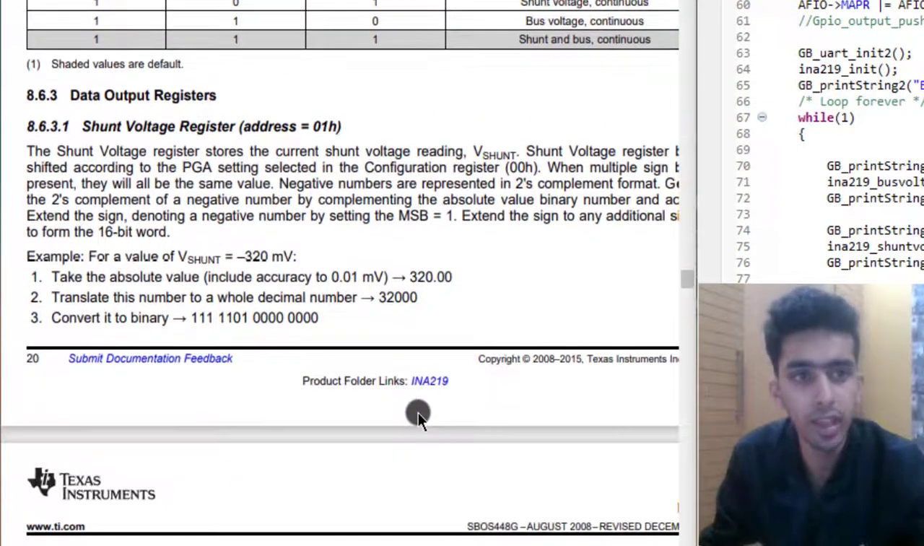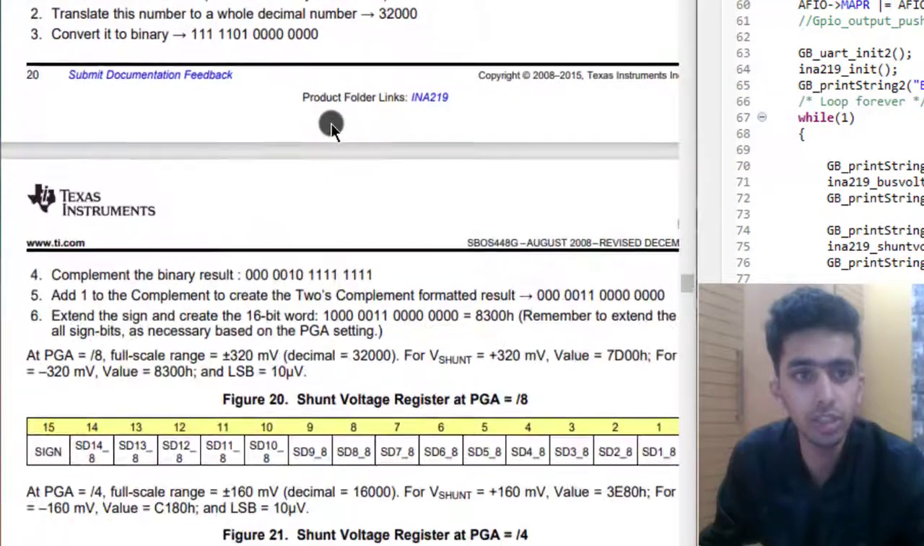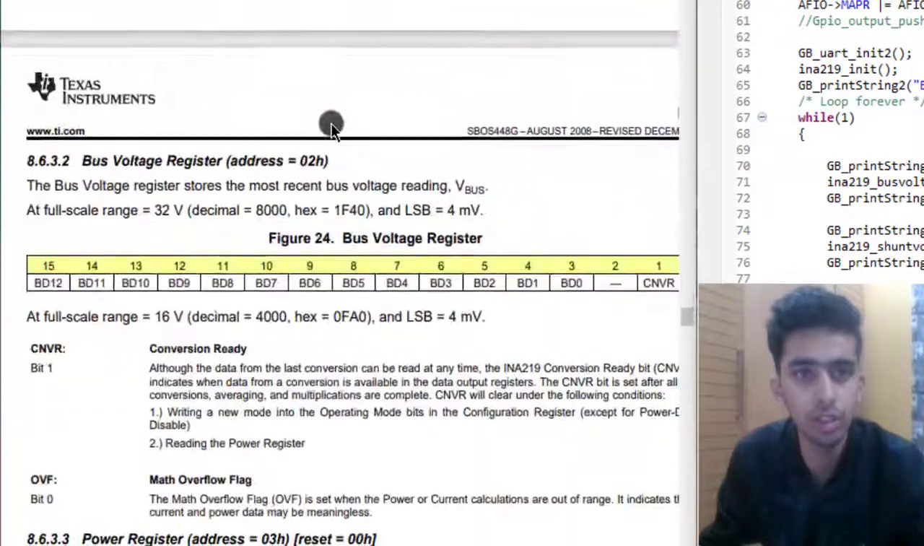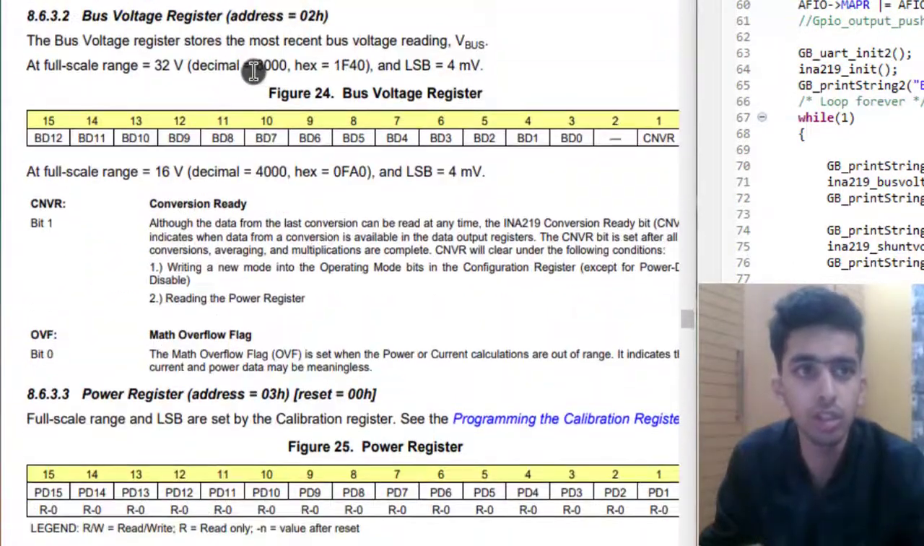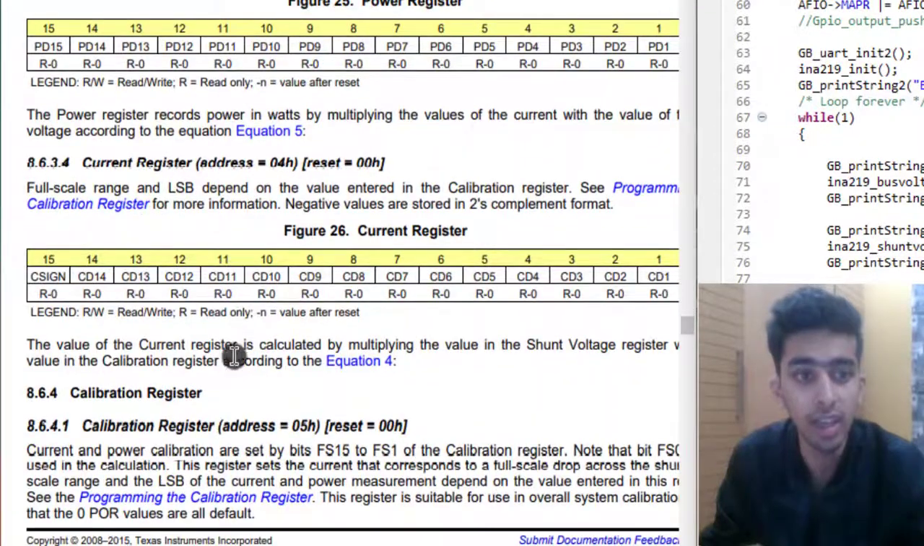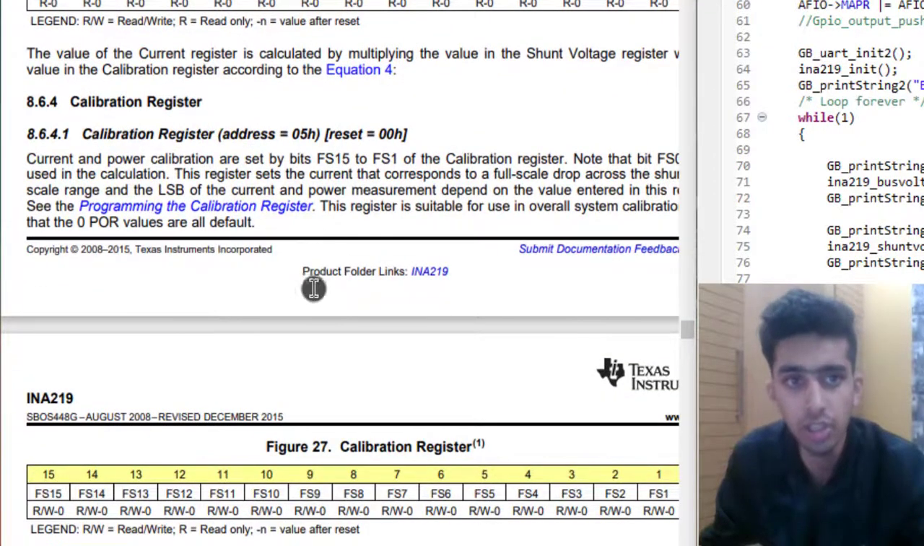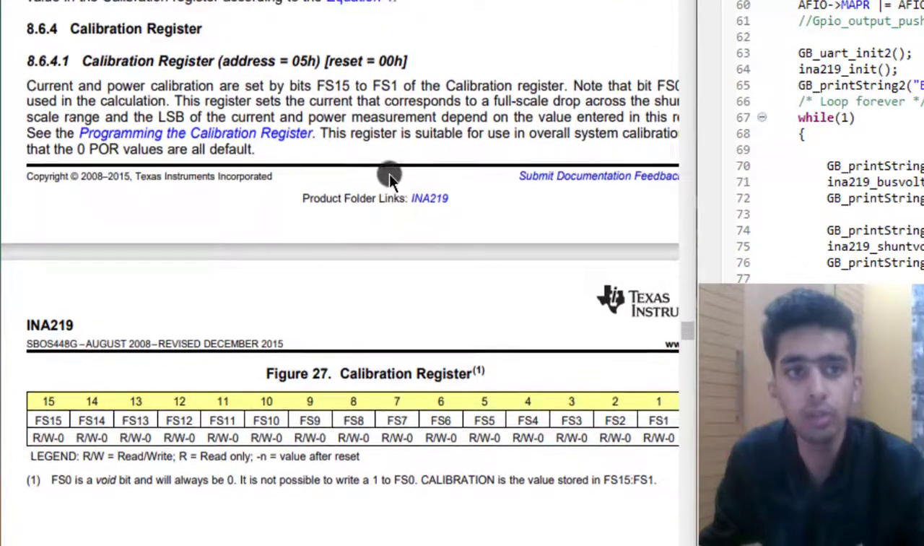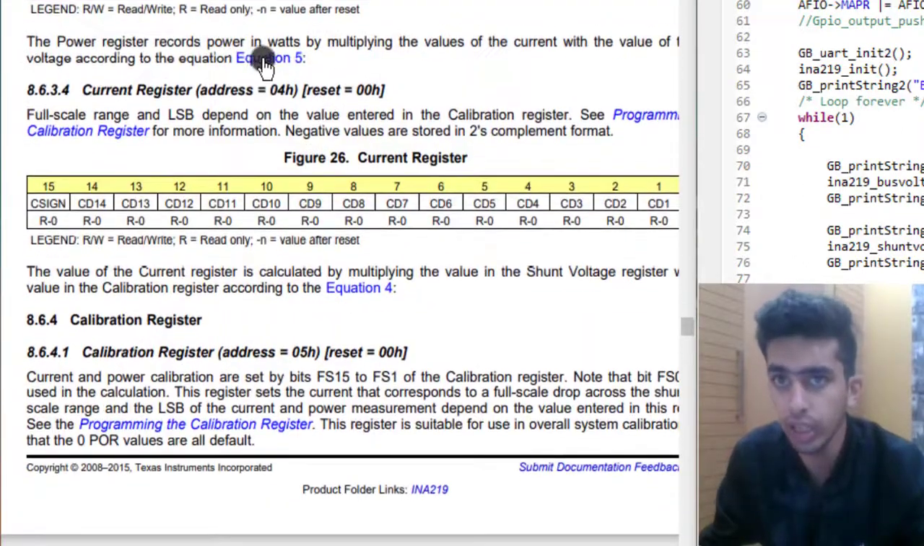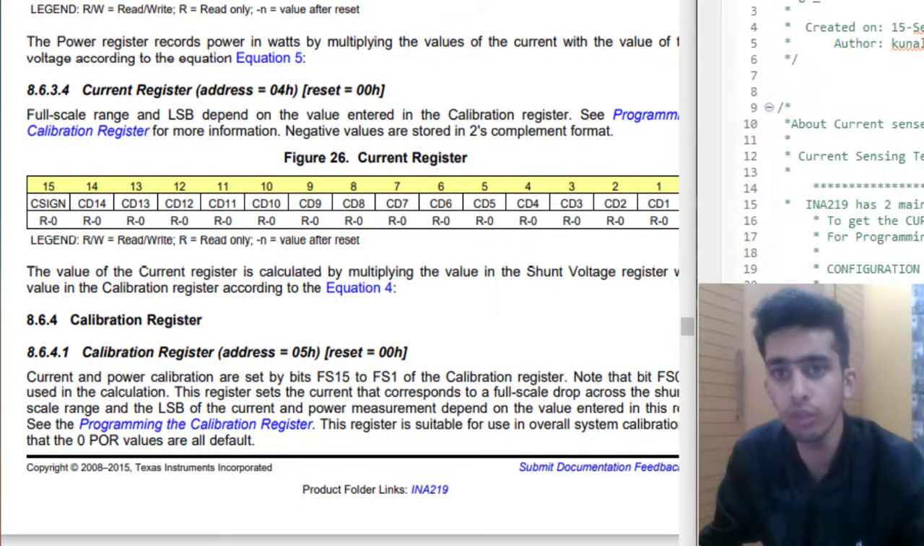And then we have the shunt voltage reading registers and the bus voltage reading registers, the power register, the current register reading values, and in the end we have the calibration register. That is very important so as to get the current and the power readings from our INA 219 chip. So now we will move to our code, and first we will understand.